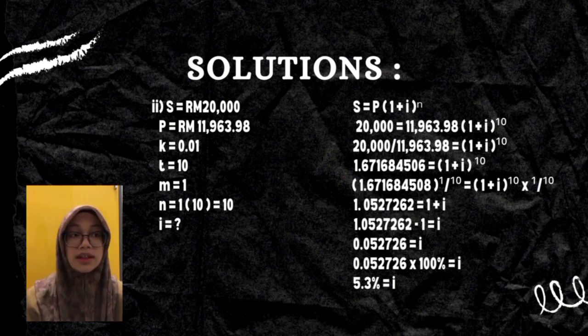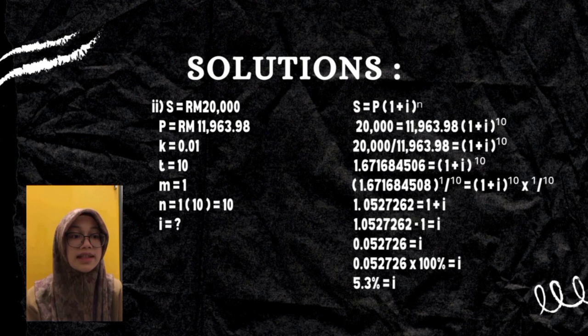We are using the same formula like the first question to solve this question, which is S equal P, open bracket, 1 plus i close bracket, the power of n. Future value S is 20,000 equal to 11,963.98, open bracket, 1 plus i close bracket, power of 10. 20,000 per 11,963.98 equal, open bracket, 1 plus i close bracket, power of 10. And we get 1.671684506 equal, open bracket, 1 plus i close bracket, power of 10.